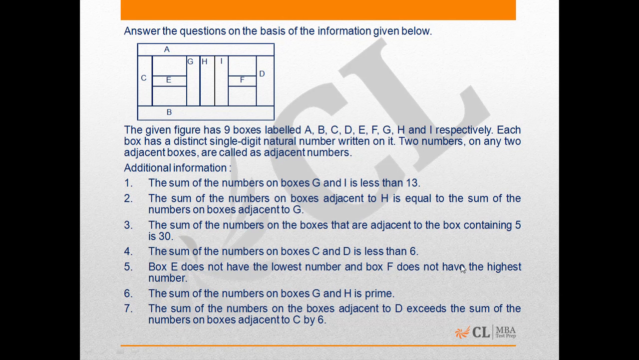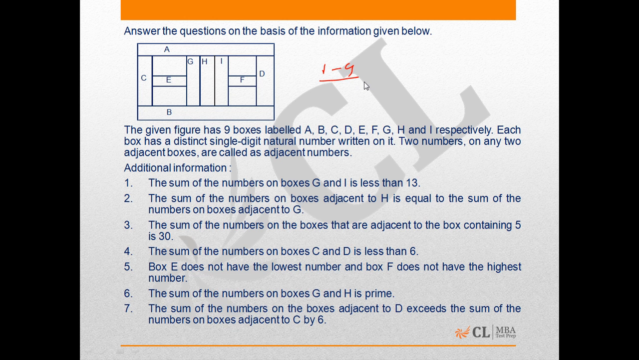This problem is based on a mathematical puzzle. In the diagram there are 9 boxes, labeled by the letters A to I. Each box has a distinct single-digit natural number written on it, which means the numbers that can be filled in these boxes are 1 to 9.